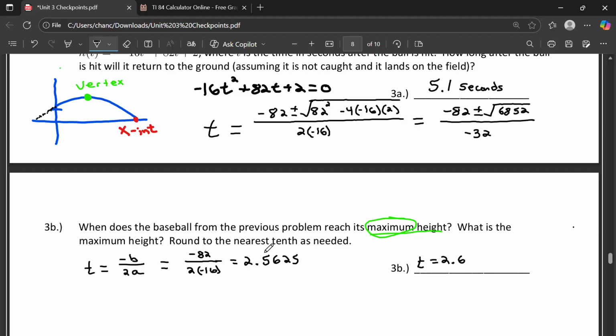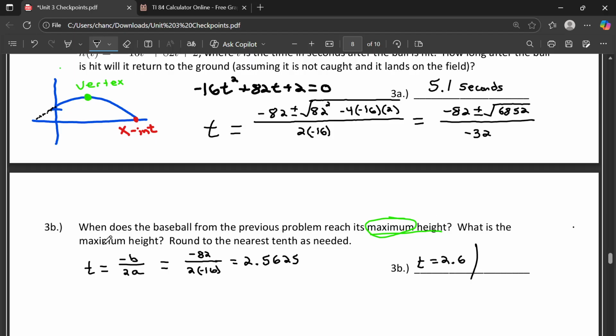I'm saying 2.6 because they asked me to round to the nearest tenth. Tenths place is the first decimal place. I have to look at the next decimal place to see if it's a 5 or bigger to round or not. Since it is a 5 or bigger, I will round. If this was 2.54, then I would not round up. I would just leave it as 2.5, but rounding, I'm going to make it 2.6. But I haven't fully answered the question.